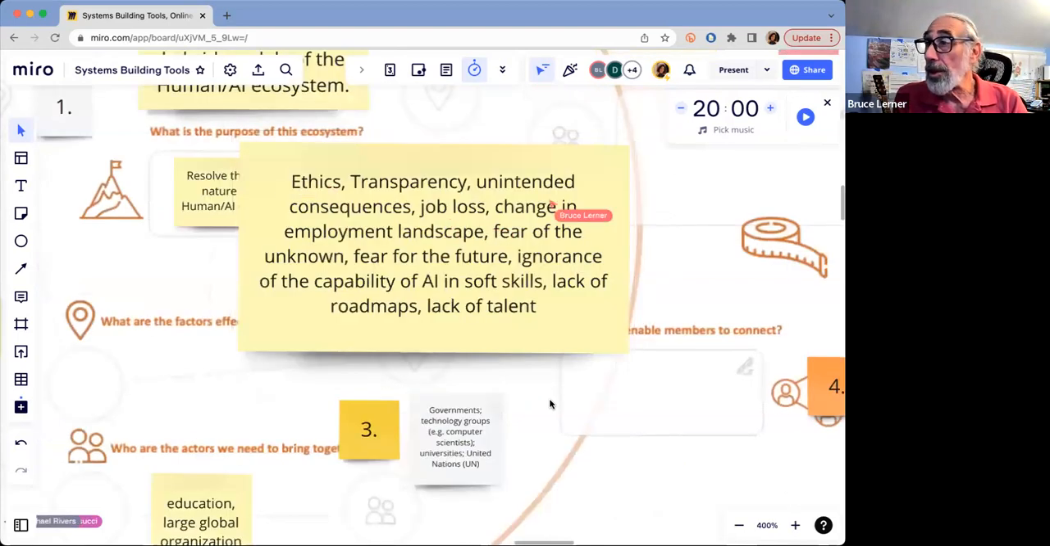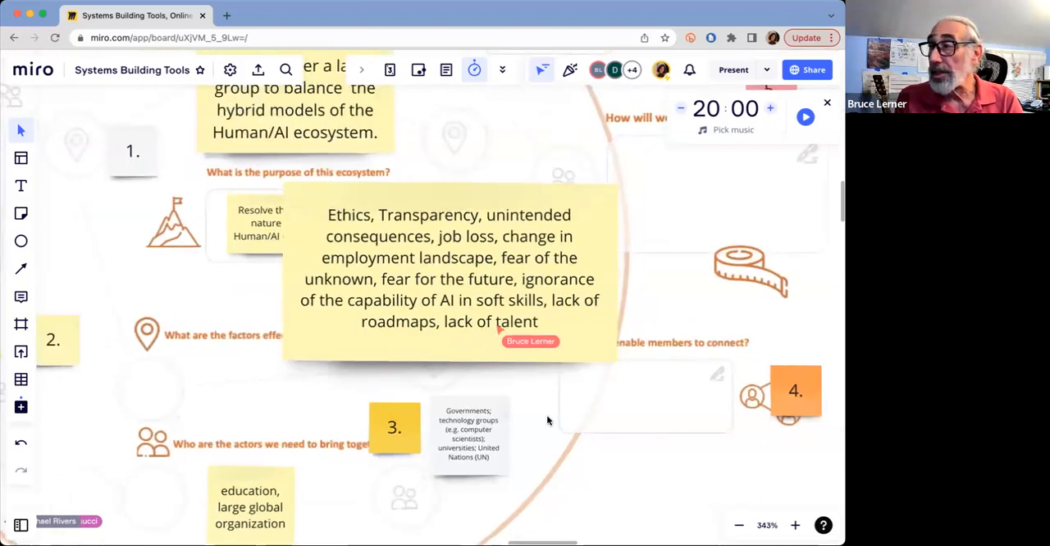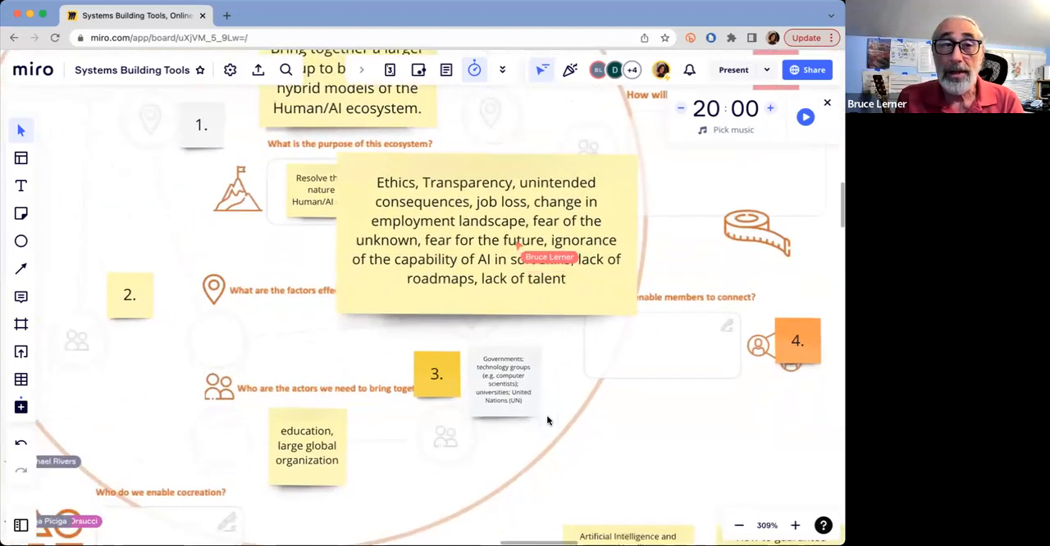The idea of ethics, which is probably on the human side of the equation as compared to the artificial intelligence side of the equation. The idea of transparency, recognizing that there are substantial unintended consequences of what's going on right now. A set of fears: the fear of job loss, changes in the employment landscape, fear of the unknown, fear for the future. In the broader sense, some ignorance of the capability of AI, especially in the area of soft skills, and then a lack of roadmap for going forward, and potentially a lack of talent to actually draw these things together in the right place, being in the right place in the right aspect to impact it.